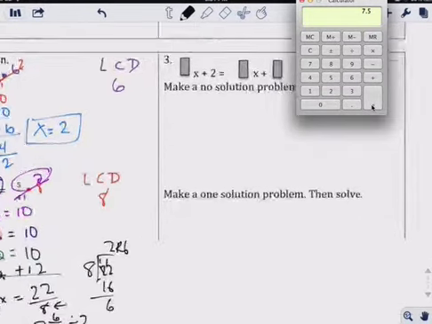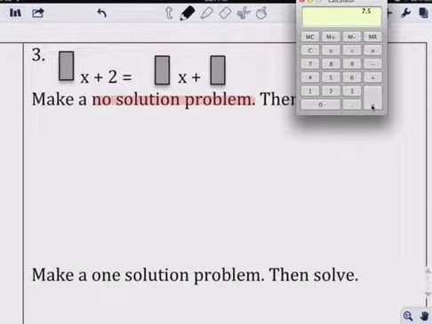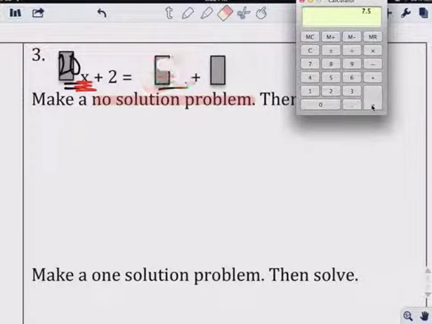Number 3 here. Make the problem no solution. Okay, remember no solution. Say you can make any variable for x. Okay, let's say I made 20 here. That means this one here needs to also be 20. I can make the one next to the x, they need to be the same for no solution or infinite solution. So let's give it a more weird number, 17.